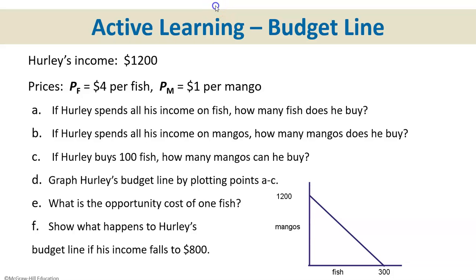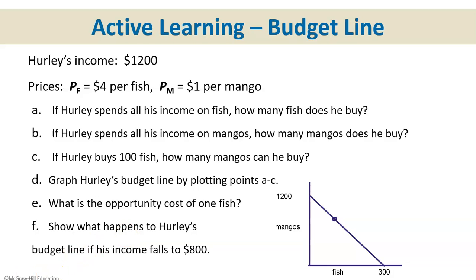Now, if we look at C, Hurley bought 100 fish, and he had 800 mangoes. If we plot that point, 100 fish is somewhere around here, 800 mangoes is somewhere around here. So if we plotted the point, we would actually end up right around here. So we actually have point C that's right on the line. And I know it's on the line because he spent all of his $1,200.